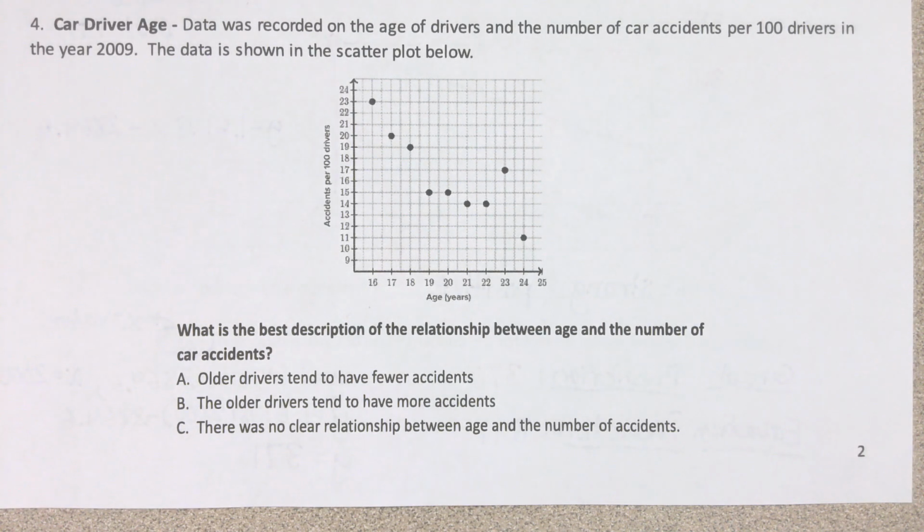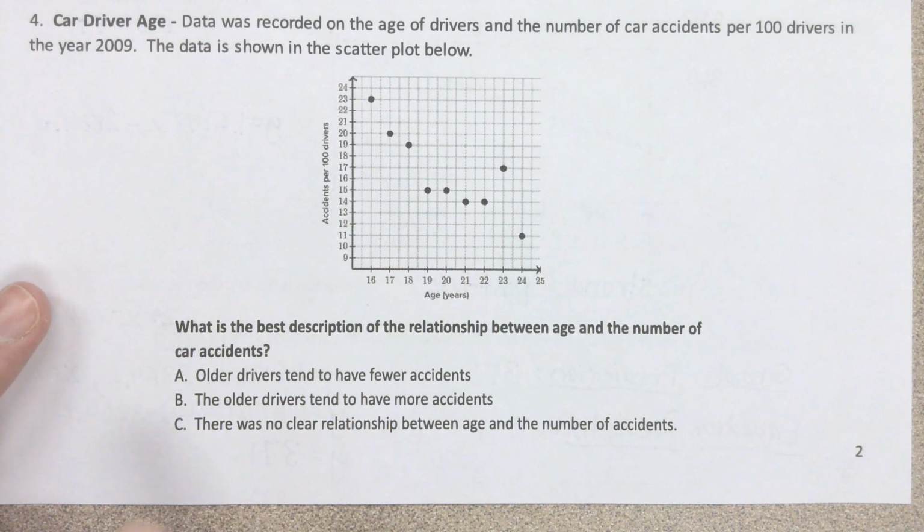What is the best description of the relationship between age and the number of car accidents? A, older drivers tend to have fewer accidents. B, the older drivers tend to have more accidents. Or C, there was no clear relationship between age and the number of accidents. When you get a problem like this, you always want to address C first because that's stating there's no relationship at all. So it's either C is correct or it's completely off, like not even possible.